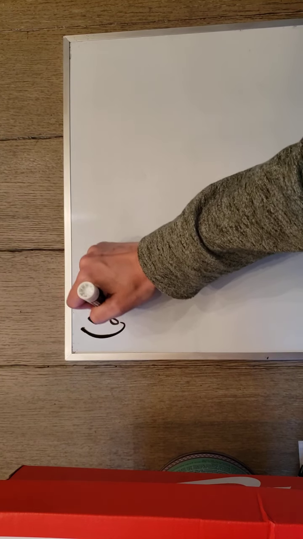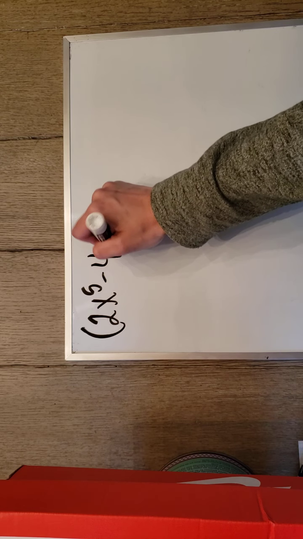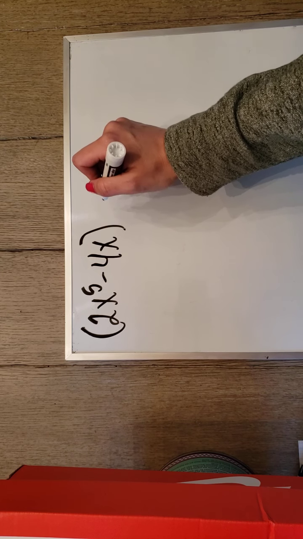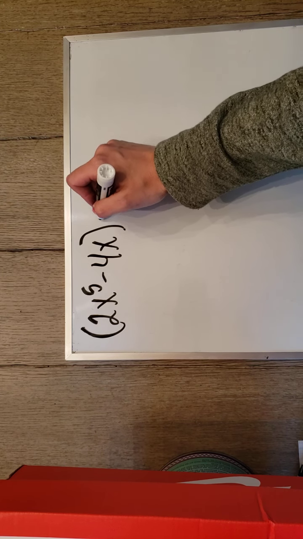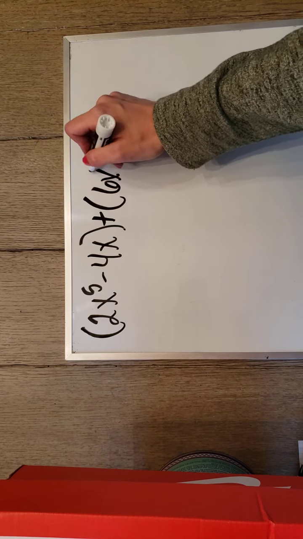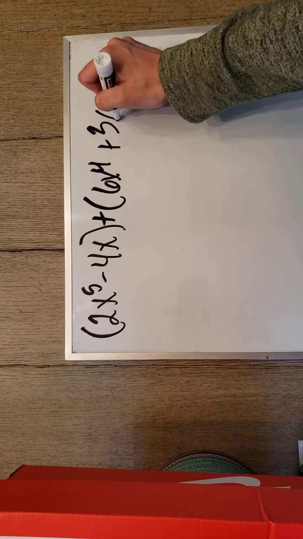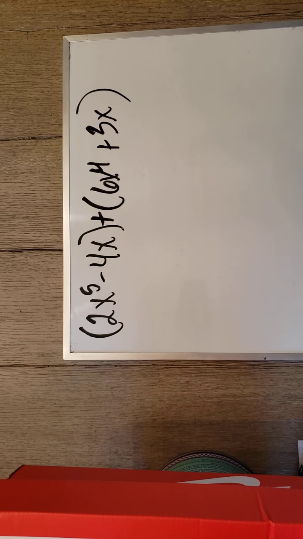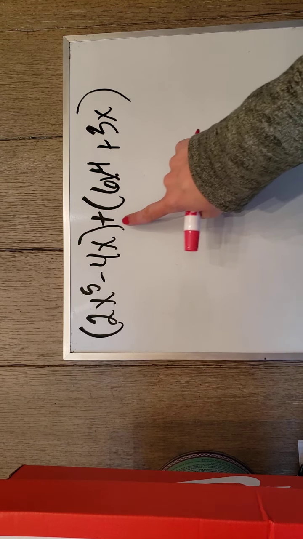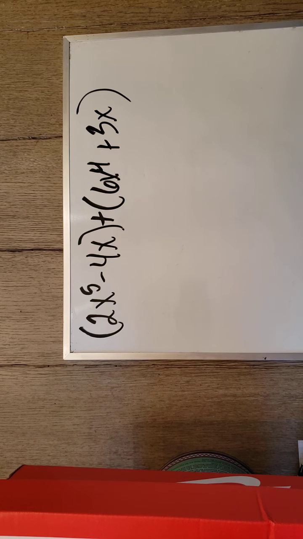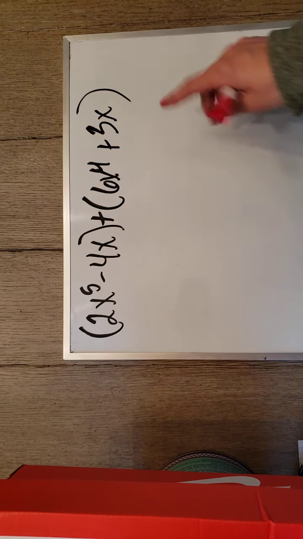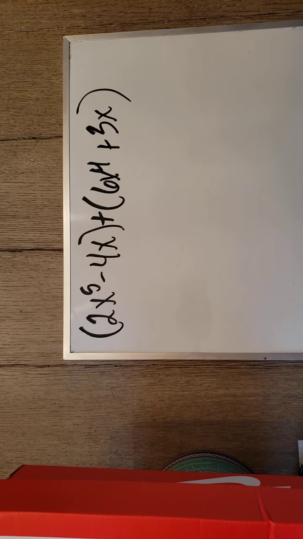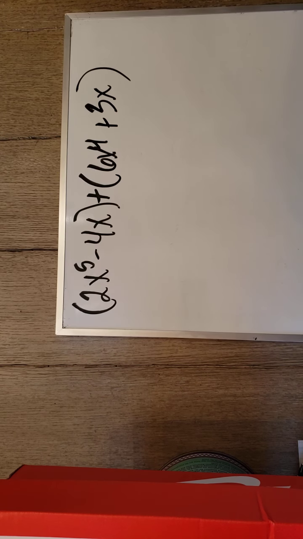We have 2x to the 5th minus 4x plus 6x to the 4th plus 3x. Looking at this, it should be jumping out at you. Are we adding or subtracting? Hopefully you said adding because there's a plus sign, which means we don't need to put a 1 and distribute a 1 because when you multiply anything by 1, nothing changes.